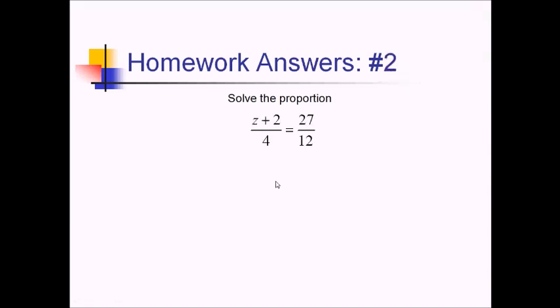For number 2, we need to solve this proportion. We're going to cross-multiply to start this one off, but we have to be careful. This z plus 2, you need to distribute the 12 to both of these numbers. So we'll have 12z plus 24 equals 4 times 27, or 108. Subtracting 24, that gives us 84. And 84 divided by 12 is going to give us 7.